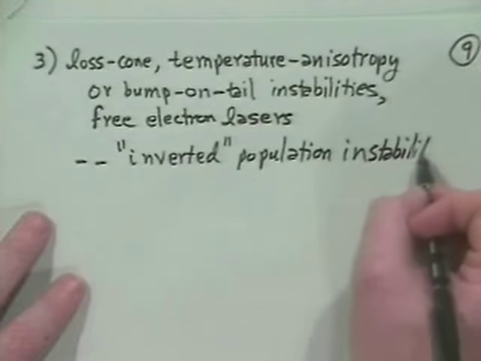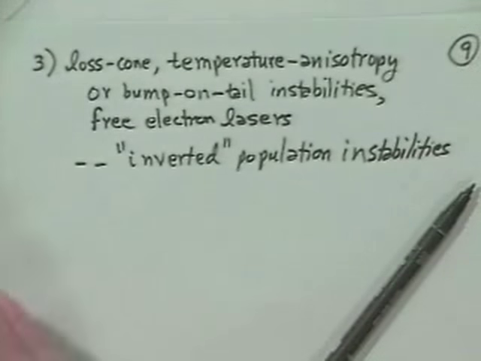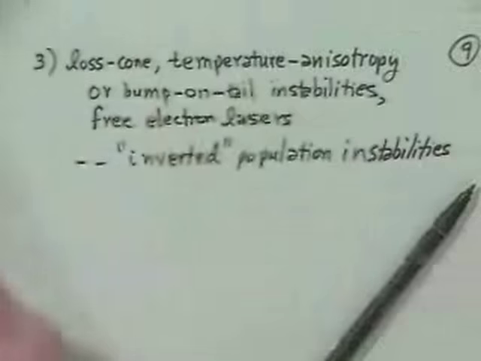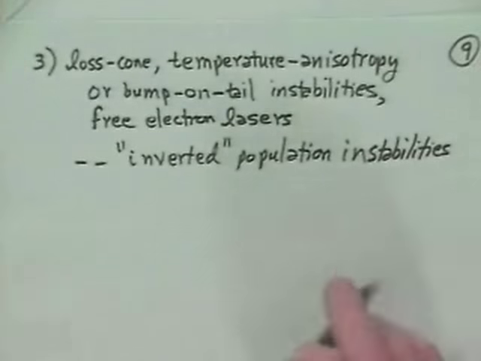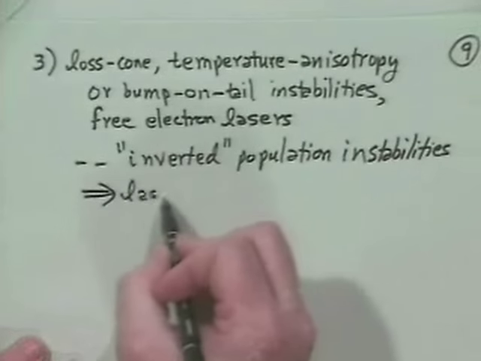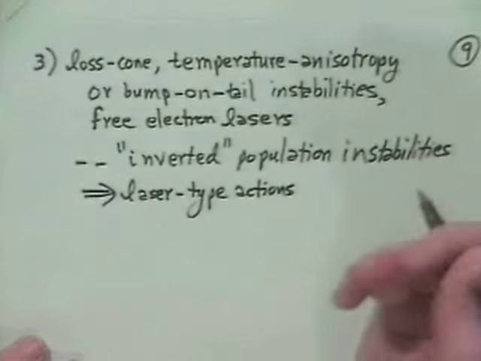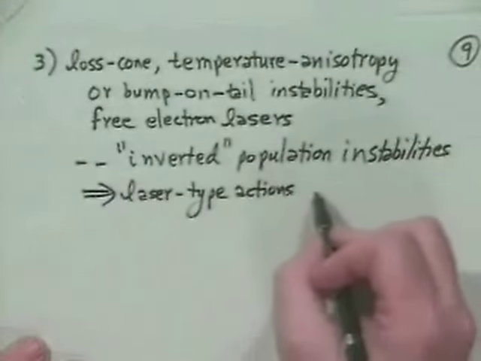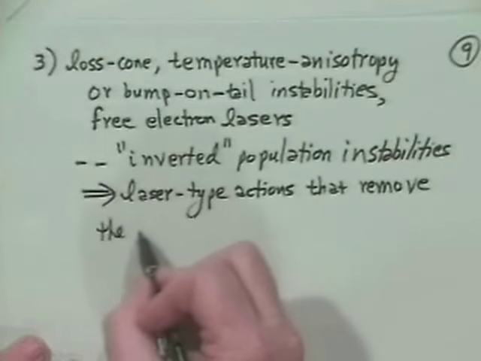The idea is that you localize something in velocity space, maybe a little bump on a tail of a particle distribution function, or loss cones. You remember we had half of velocity space was open and half was closed, or full and so forth. And in free electron lasers, you create a situation as if it's an inverted population type of situation. And so what happens is these create laser-type actions, by which you mean you take energy out of those inverted populations and put it into the waves, that basically remove the anisotropies in velocity space.